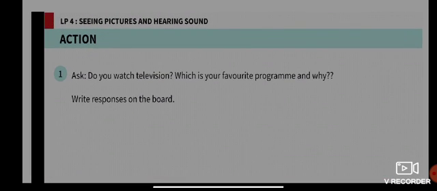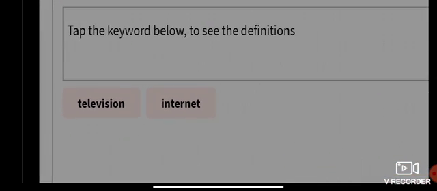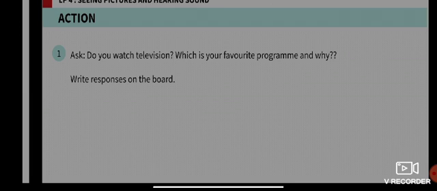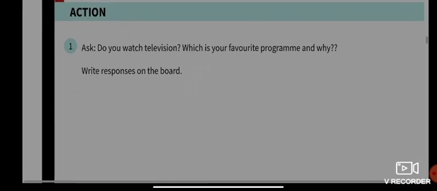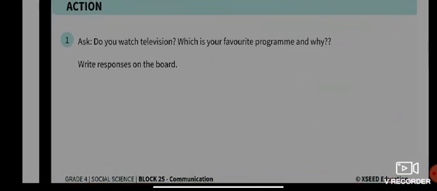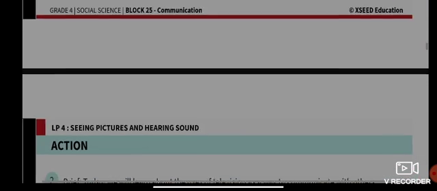Now, do you watch television? I'm not going to explain to you what television and internet are. You are all very familiar with them. Do you watch television, and which is your favorite program or channel, and why? You all must have your own favorite channel or program, and you might have a reason for that. So you can write your answer.